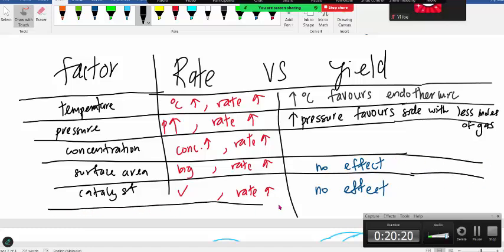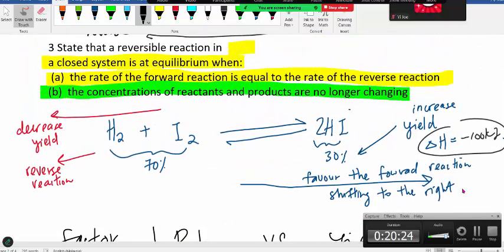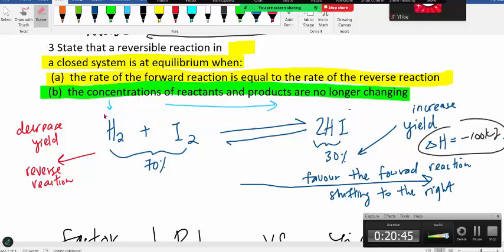Okay, last one, concentration. This is the easiest one. If I add a lot of hydrogen, what will they try and do? Make more hydrogen or take out the hydrogen? So if I add a lot of hydrogen, it will go this way. Then my yield will be higher. If I remove the hydrogen, which way will it go? It will go this way.